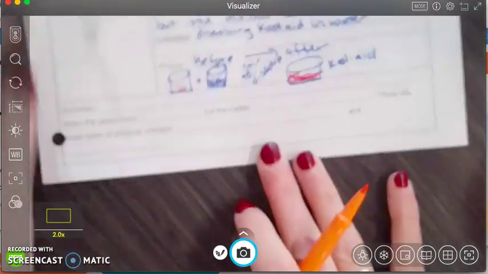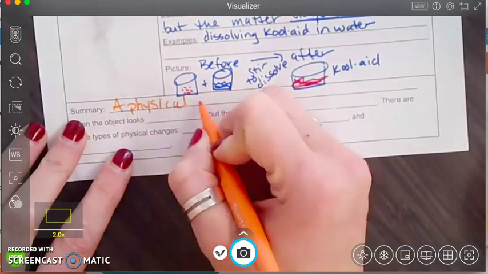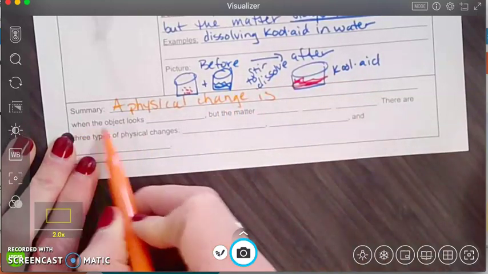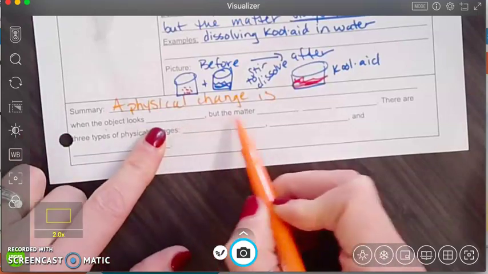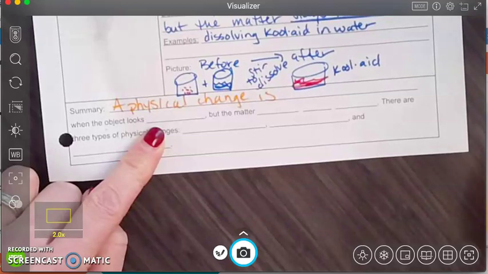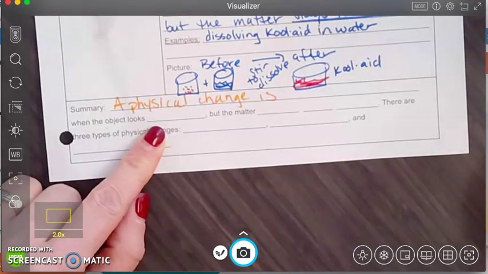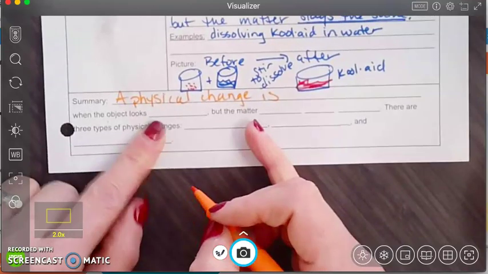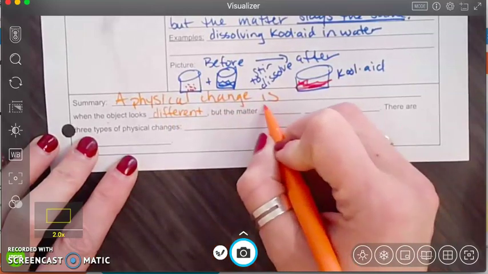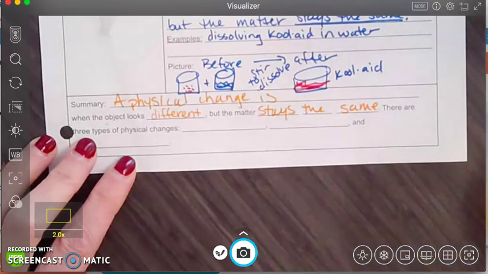All right, hopefully you have said a physical change is, and then we say when the object looks something, but the matter, something, something, something. Press pause and try to figure out what these blanks should be. Press play to see if you are correct. So it's when the object looks different, but the matter stays the same. Hopefully that's what you had.